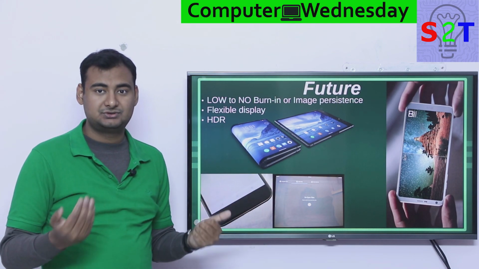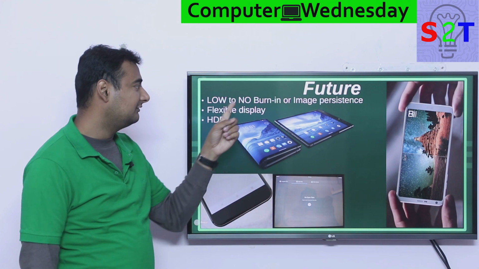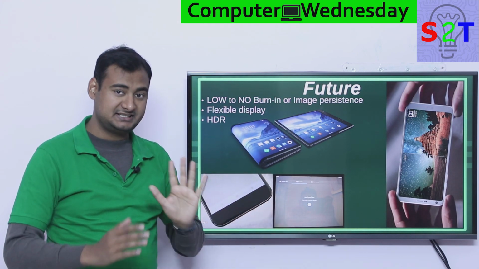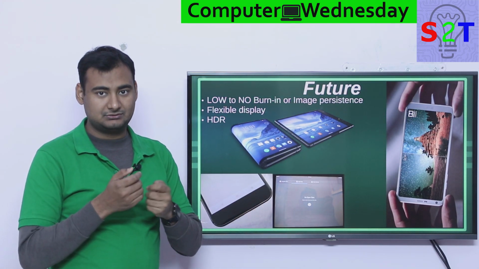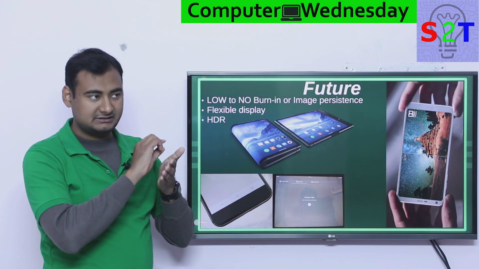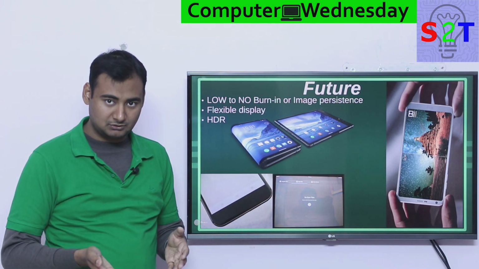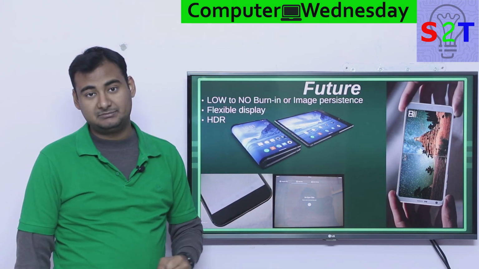Now we talk about the future of this technology. If you have LCD, you may still have issues with what we call image persistence. Basically, let's say you are using WhatsApp for a very long time, and then you switch to something else, and you realize the WhatsApp is still there, and you wonder how the heck that's there even though your mobile has LCD. It's what we call image persistence.